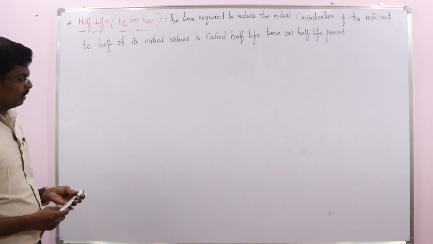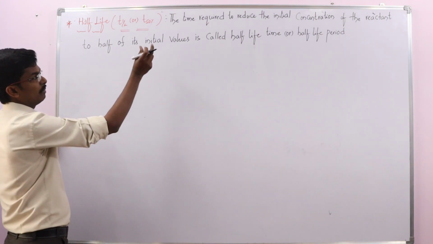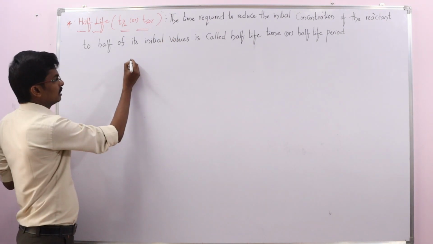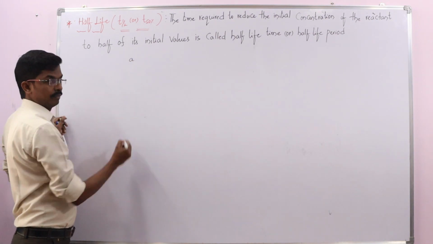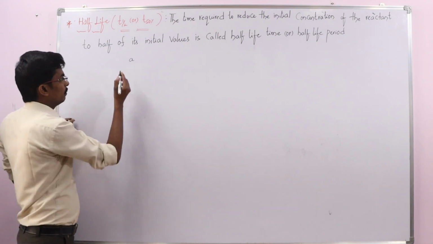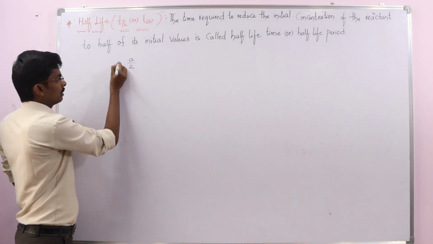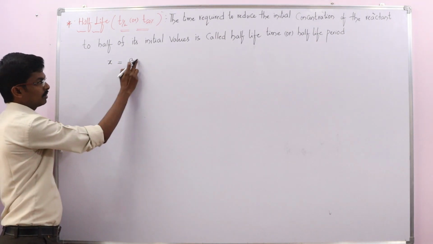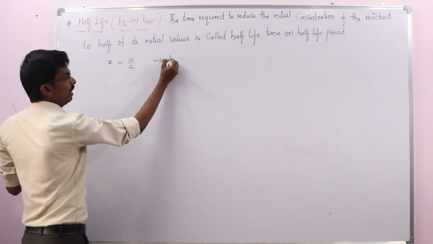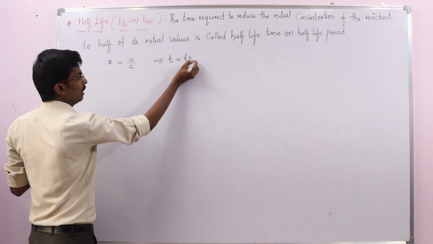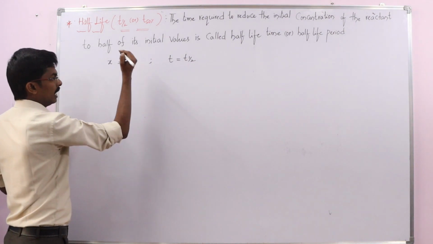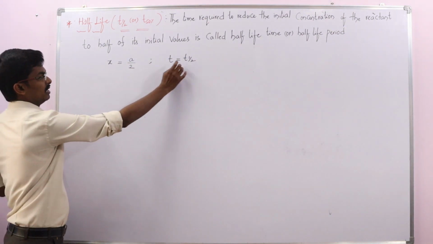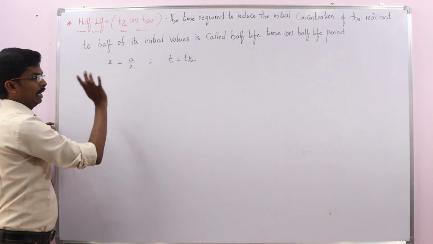To give the mathematical representation, the time required to reduce the initial concentration of the reactant to half of its initial value: generally the initial concentration is taken as A, and it is going to reduce to A by 2. That means 50% of the reaction is going to complete. So X is equal to A by 2 when T is equal to T of 50%. We utilize these mathematical expressions to find T of 50%. When T equals T of 50%, X must be A by 2.